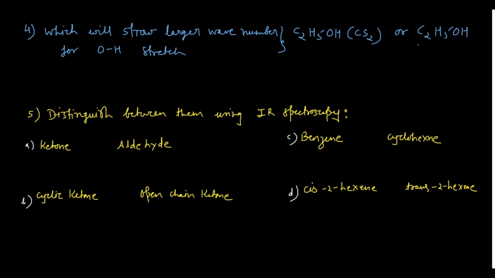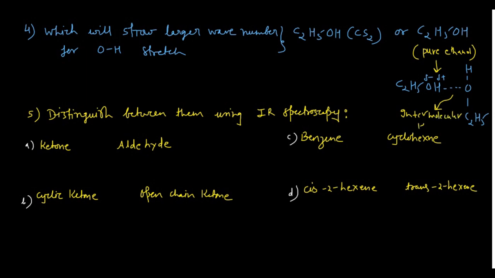Okay, this is your pure ethanol, ultra pure or the pure ethanol. Okay, it simply means it will have the hydrogen bonding. C2H5OH. This is negative, this is positive, and it can form the hydrogen bond with the other alcohol molecule. So basically, this is your intermolecular hydrogen bonding, intermolecular H bond.